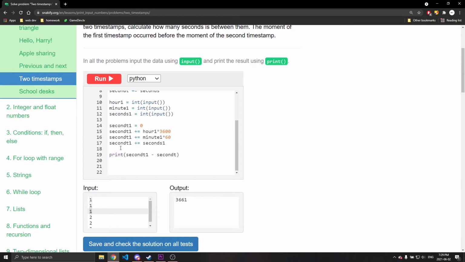And then we do the same thing with the second timestamp. And then we minus them. We find the difference.